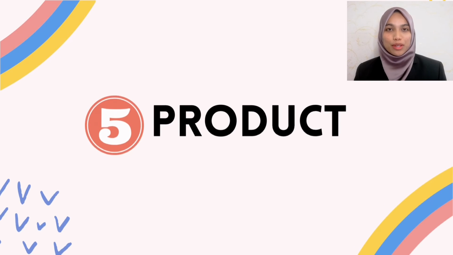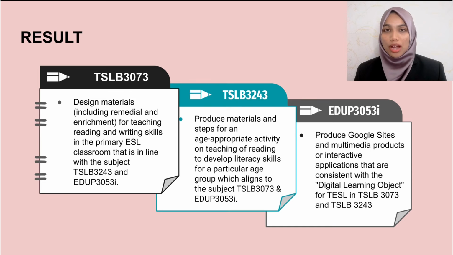Moving on to the next part, which is the product. For TSLB 3073, task 2 of the subject required the students to produce appropriate teaching and learning materials for the intended lesson by taking into consideration the elements of high-order thinking skills, HOTS, independent learning, current context in teaching learning materials, and ICT elements. For the subject of TSLB 3243, task 1 required the students to design an age-appropriate activity for a particular age group of Malaysian primary ESL learners by producing the materials and the steps for a chosen activity.